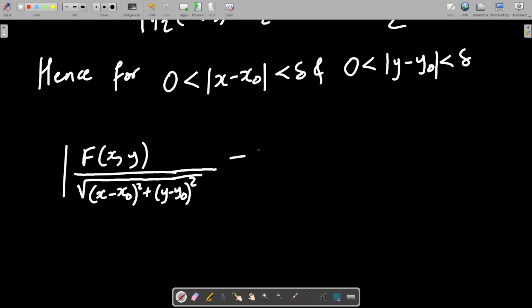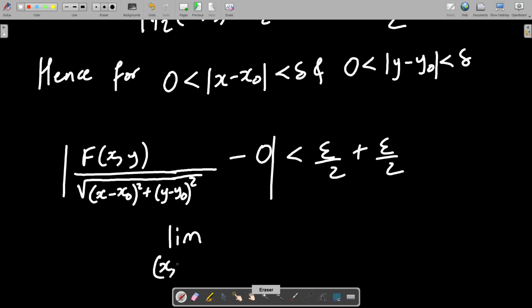This I can write minus 0 is less than epsilon by 2. Minus 0 has no meaning ever. I purposely put it in so that I can finally conclude the limit. It's a valueless quantity, right? So I can add 0, subtract 0, without changing the value of this expression. So that's what I did.